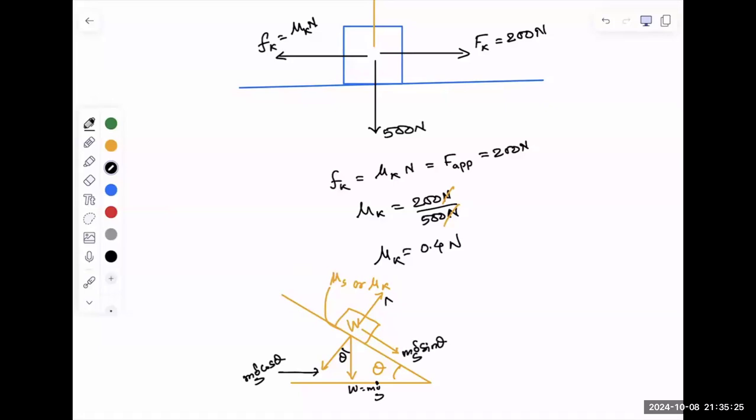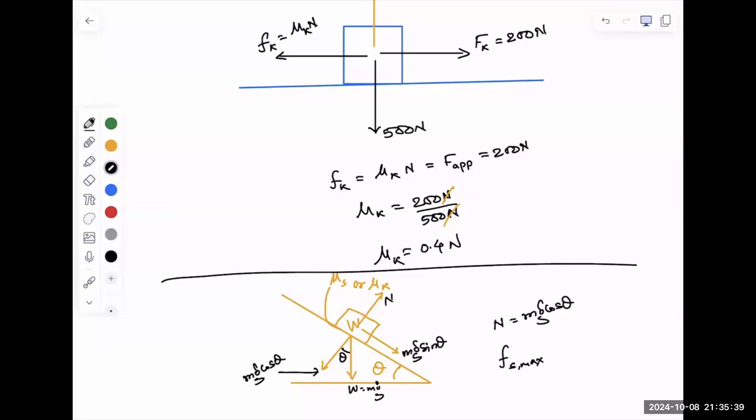So in this condition, my normal will be equal to what? Mg cos theta, right? So that means my friction force in these conditions, Fs max, would be what? Mu s times N. What is my mu s? Mu s is mu s. What is my N? Mg cos theta. Right?